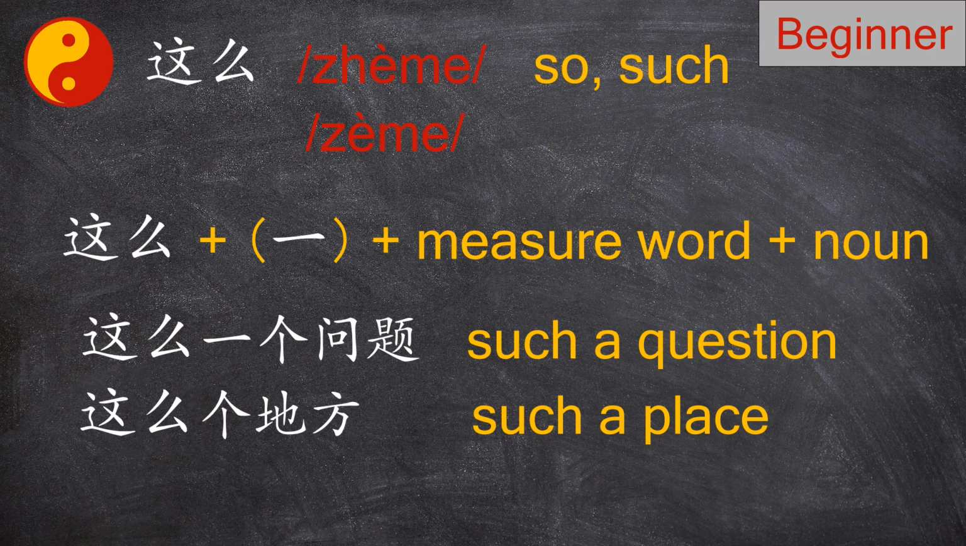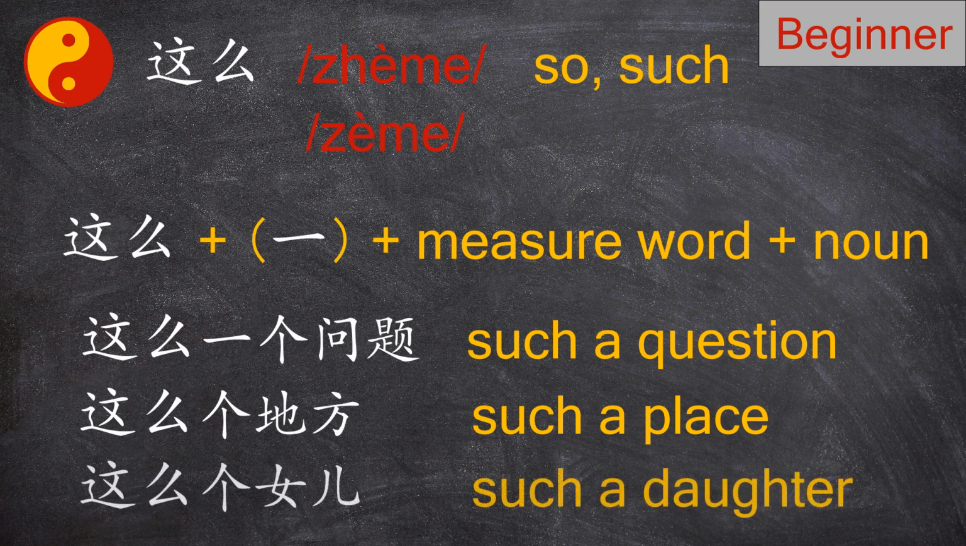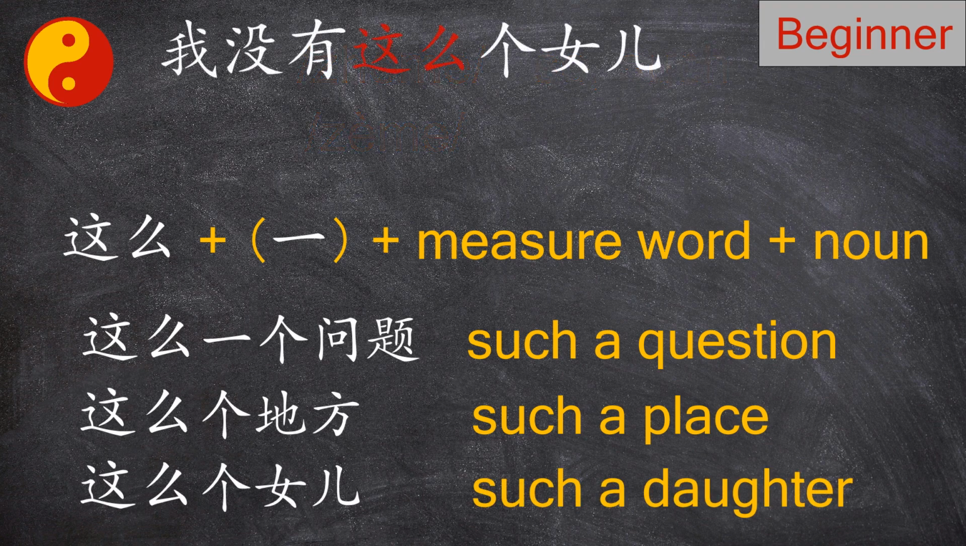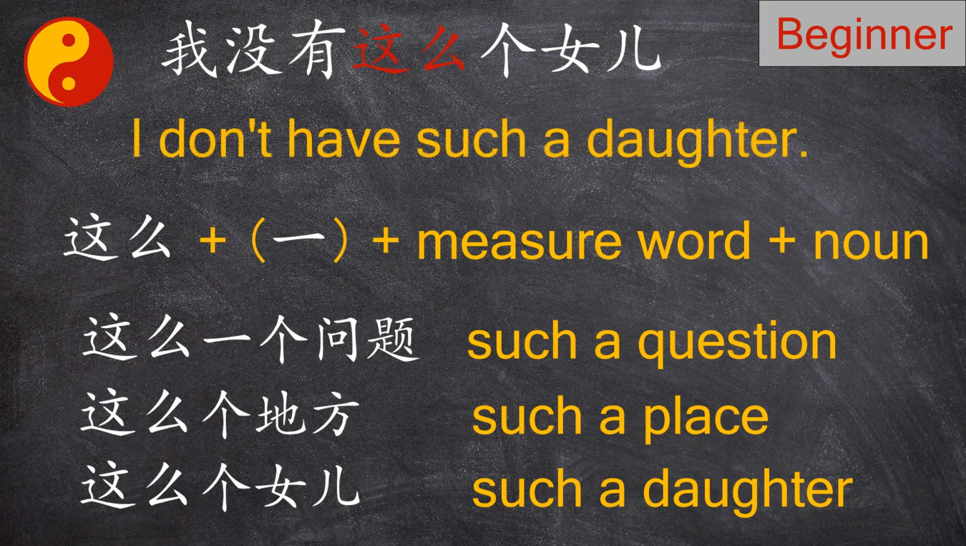In the video, the man says 这么个女儿. It means such a daughter like this. 我没有这么个女儿. What does it mean? I don't have such a daughter.